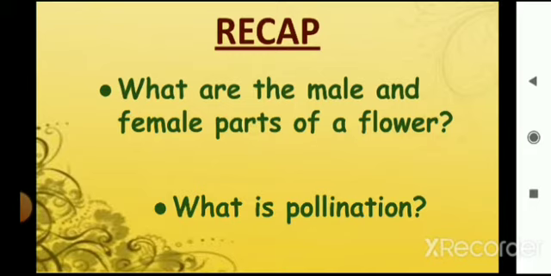Now come to the next question. What is pollination? All of you know, right? The process of transferring pollen from the anther to the stigma is known as pollination, right? Anther is a part of the male reproductive system of a flower and stigma is the part of the female reproductive part of a flower, right?